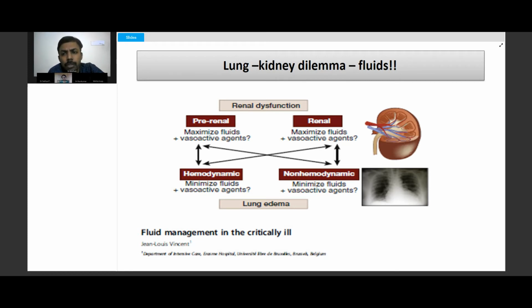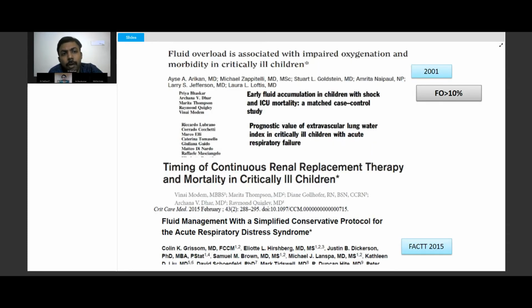So coming to the final touch on fluid overload. Many studies have been done after 2000, and the famous Stuart Goldstein study found that more than 10% fluid overload is associated with high mortality. So initiation of RRT is prescribed above this level, and it holds in the FACTT study also, which are adult studies basically, and the Goldstein study is the children one.